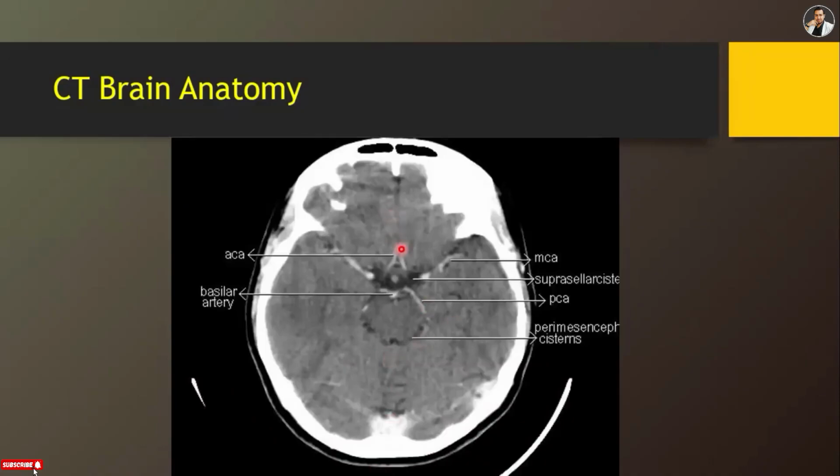We are going up another slice. Now, we are at the circle of Willis level. The circle of Willis is the blood supply of our brain. The blood circulates through the circle. One part of this circle is the anterior communicating artery. We can see these two arteries. This is the anterior cerebral artery. The anterior cerebral artery is the blood supply of the frontal lobe.